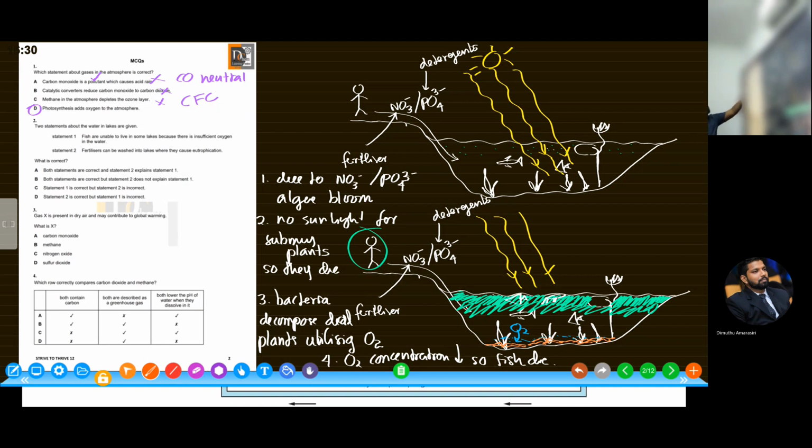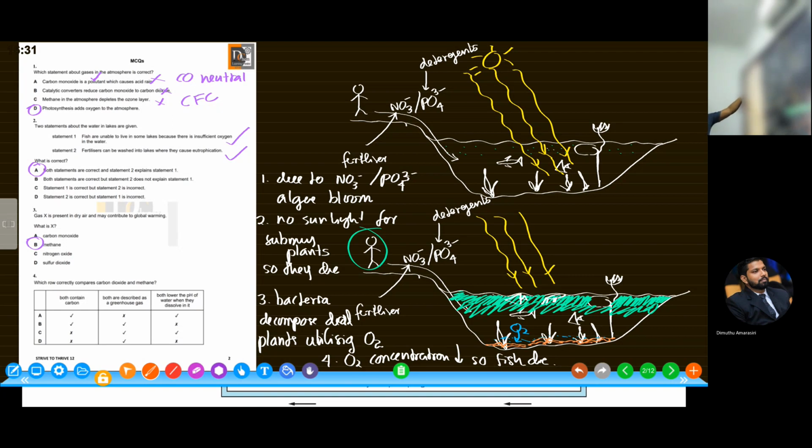Right. So what is correct? Fish are unable to live in some lakes because there is insufficient oxygen in water. That's true. Fertilizers can be washed into lakes where they cause eutrophication. That's true. That's the reason for the first one as well. Both statements are correct. Statement 2 explains statement 1. Right? And gas X is present in dry air and may contribute to global warming. Now you guys know the global warming gases are carbon dioxide and methane.